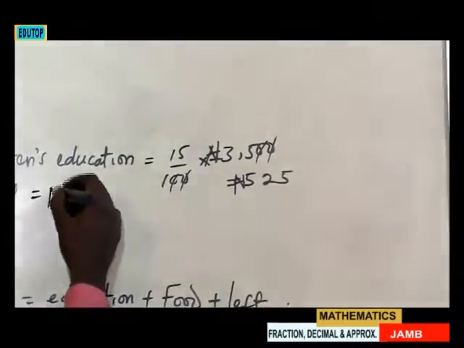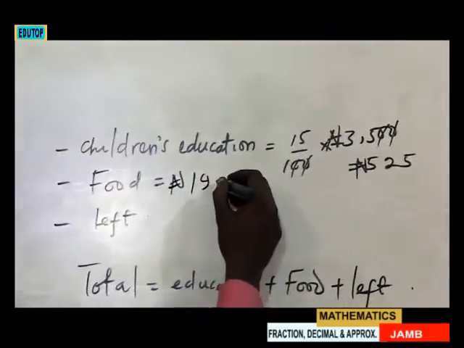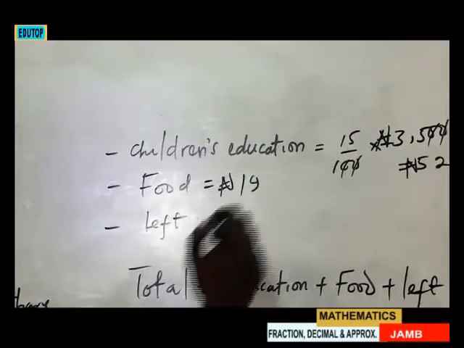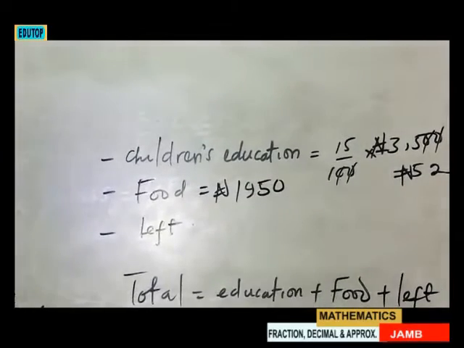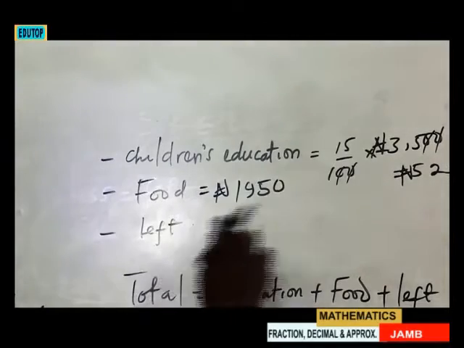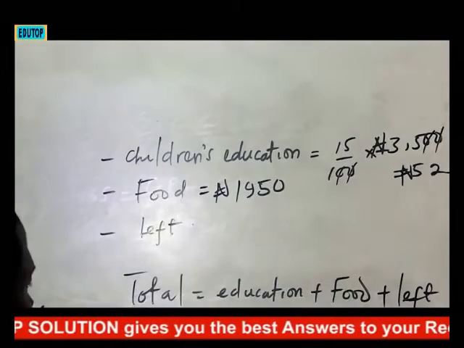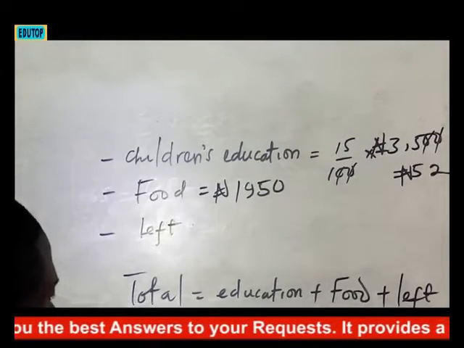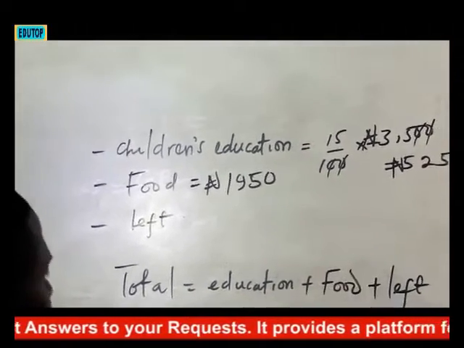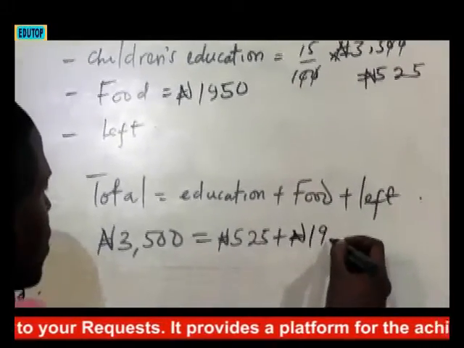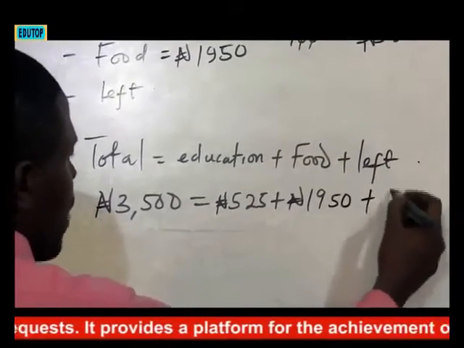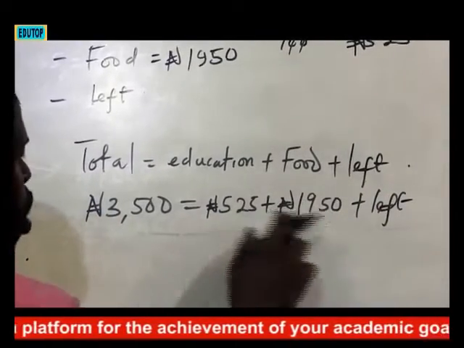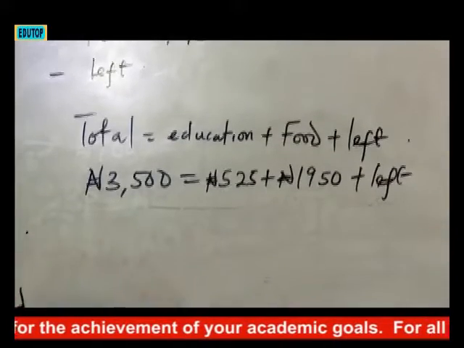Then the amount spent on food is 1,950 naira. 1,950 naira on food. Then the rest is left. Now in that situation, that means education, 525, plus the one on food, which is 1,950, plus left. And the question asks us for the left. So if you are to calculate the left, we sum this up and we subtract it from this, and that will be our left.